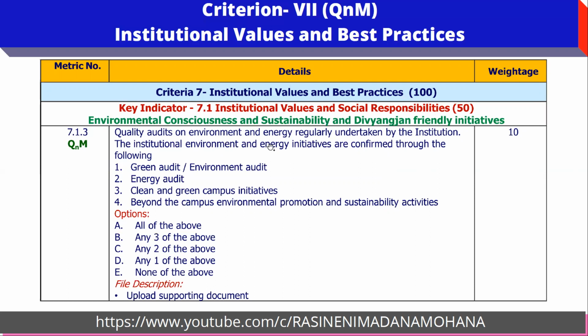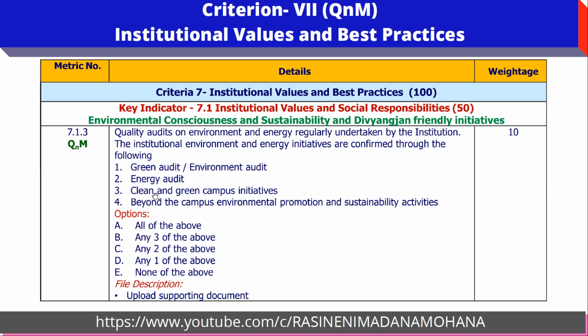Then the institution's environment and energy initiatives are confirmed through the following auditing agencies and other activities: green audit, energy audit, then green or environment audit. Next is energy audit, then clean and green campus initiatives, beyond the campus environment promotional and sustainability activities. If you have all the 4 options, your option is A, all of the above. If you have any 3, your option is B. If you have any 2, your option is C. If you have any 1, your option is D. If you do not have any of these initiatives, your option is E.